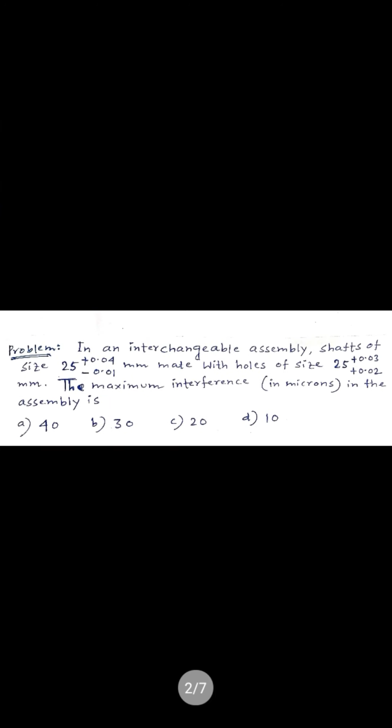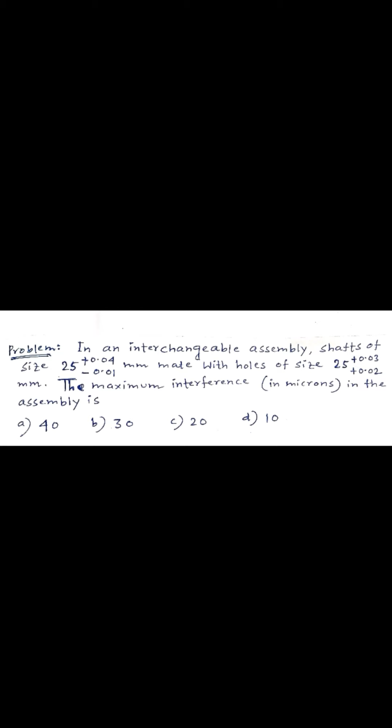So let's discuss one problem. The problem is given like this: in an interchangeable assembly, the shafts of size 25 +0.04 -0.01 mm meet with holes of size 25 +0.03 +0.02 mm. The maximum interference in microns in the assembly is, four options are given, out of which one is correct. We have to find the correct one.